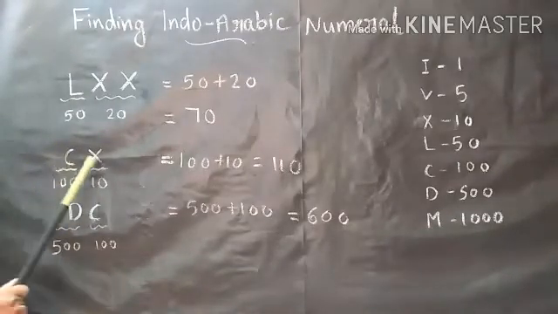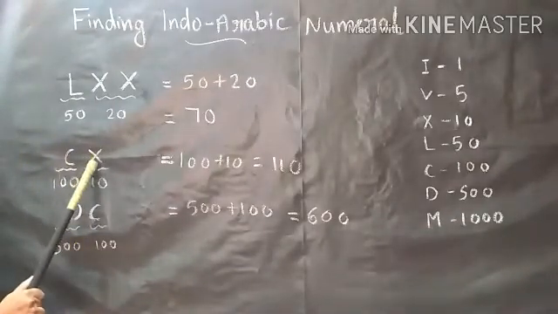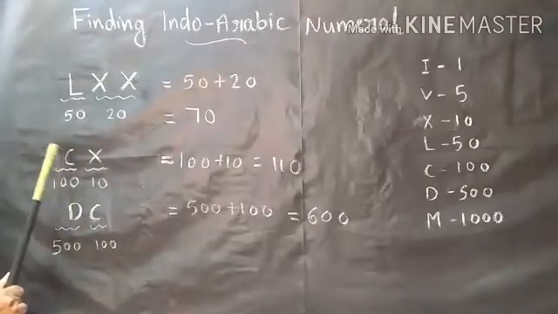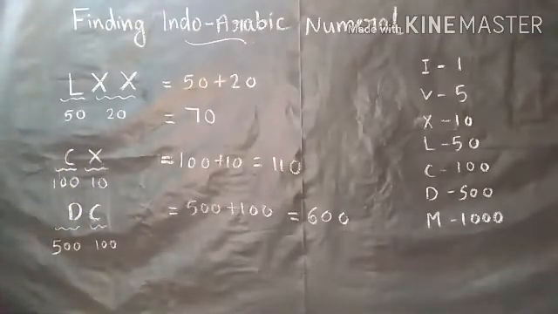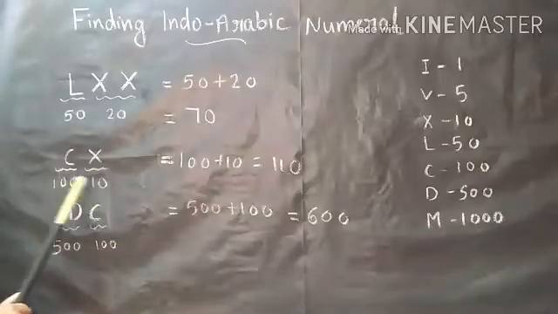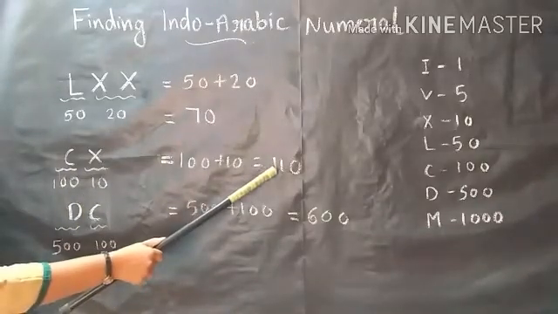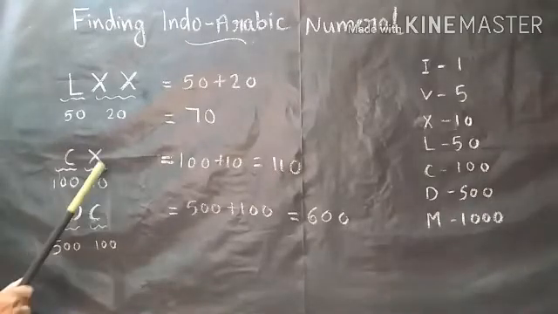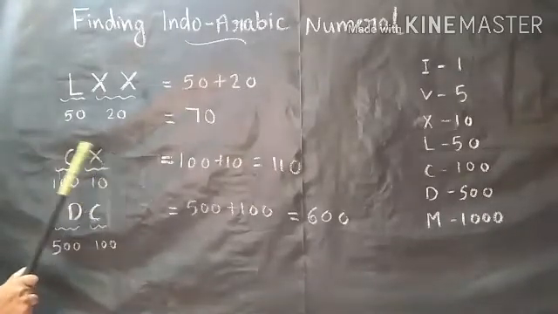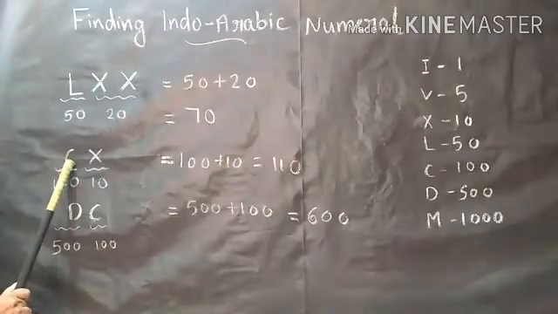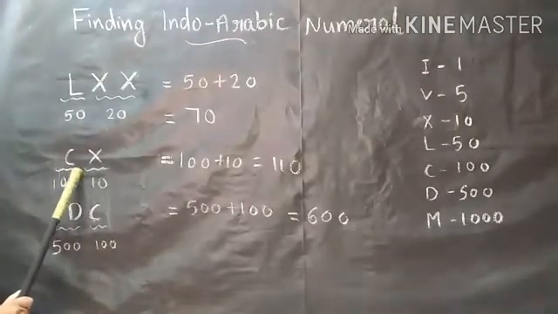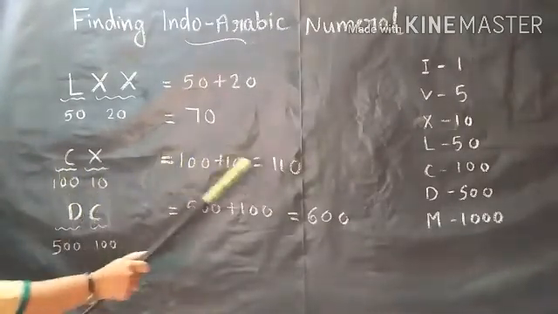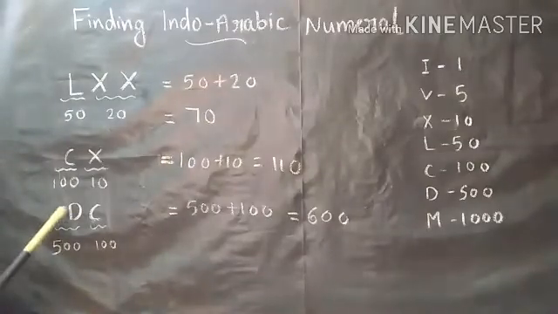Now, next we have CX. Value of X is 10, value of C is 100. So you can add these two values, and you will get the final answer. Or else you can easily understand that a smaller value symbol which comes on the right side of a bigger value symbol means addition will come. 100 plus 10, 110.